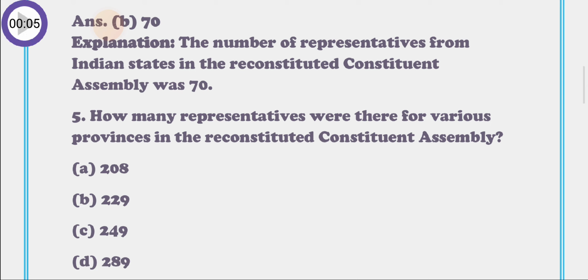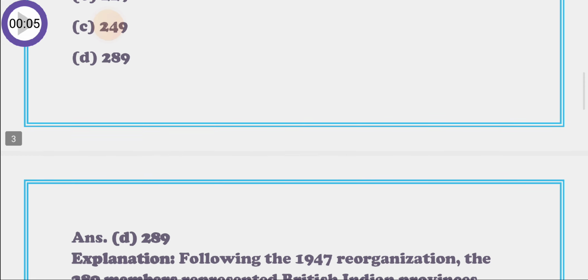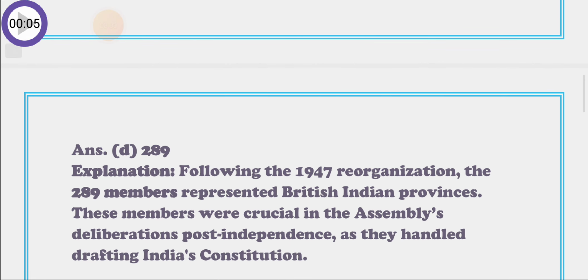So the answer is D. 289. Following the 1947 reorganization, the 289 members represented British Indian provinces. These members were crucial in the Assembly's deliberations post-independence as they handled drafting India's constitution.